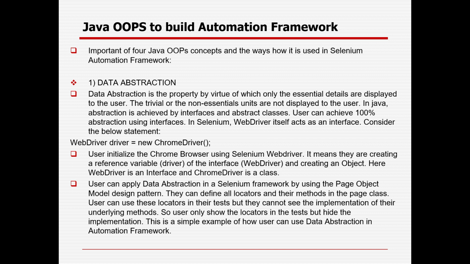Then data abstraction is nothing but the hiding of the data, right? You have already seen the interfaces concept. Here we are creating the object or instance for the WebDriver interface. As it is an interface, you cannot directly create the object, you have to take the help of the class. So you are writing WebDriver driver equal to new ChromeDriver. That is the way you are establishing the relationship of abstraction.